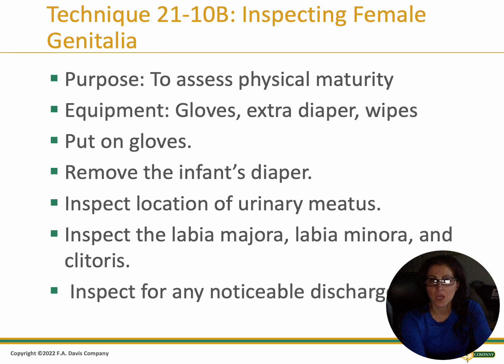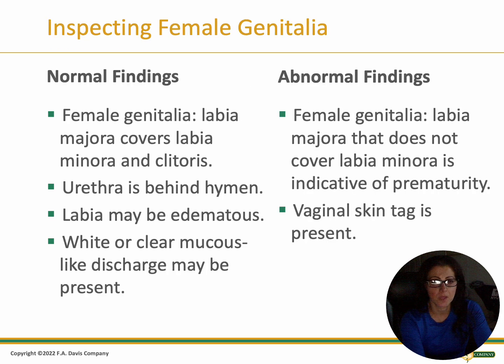With female, we will be looking at their labia, their labia majora, minora, their urethra, and any discharge. Usually the urethra is behind the hymen. The labia can be a little bit edematous. That's just the influence of the maternal estrogen. And there may be some clear or white mucousy discharge, which is normal.